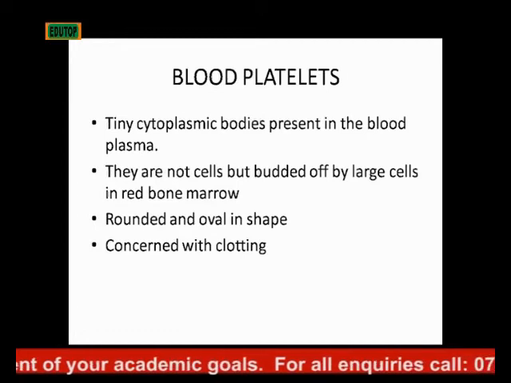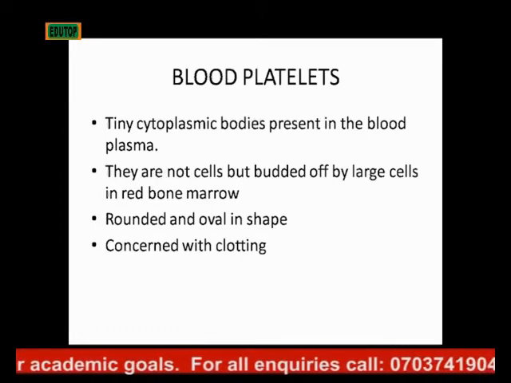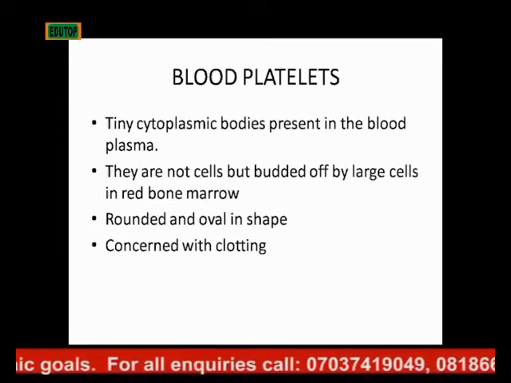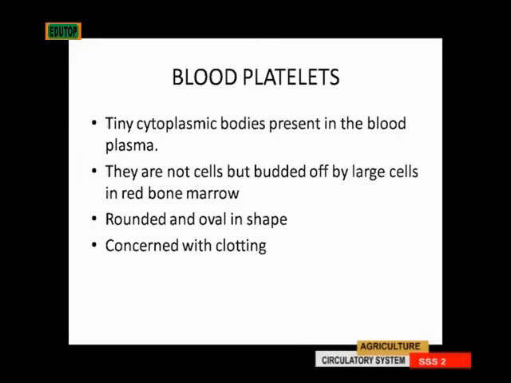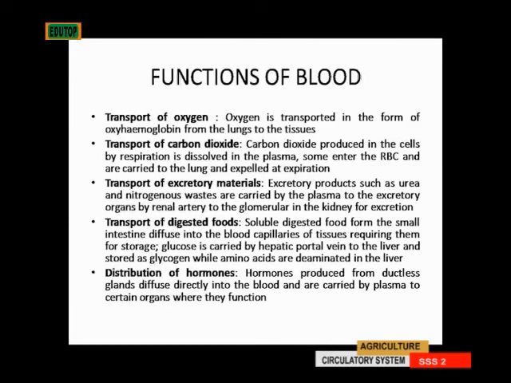The blood platelets are tiny cytoplasmic bodies that are present in the blood plasma. The blood platelets are not cells, but they are budded off by large cells in the red bone marrow. They are rounded or oval in shape, and they are concerned with clotting. Now we'll talk about the functions of the blood. What functions does the blood have?